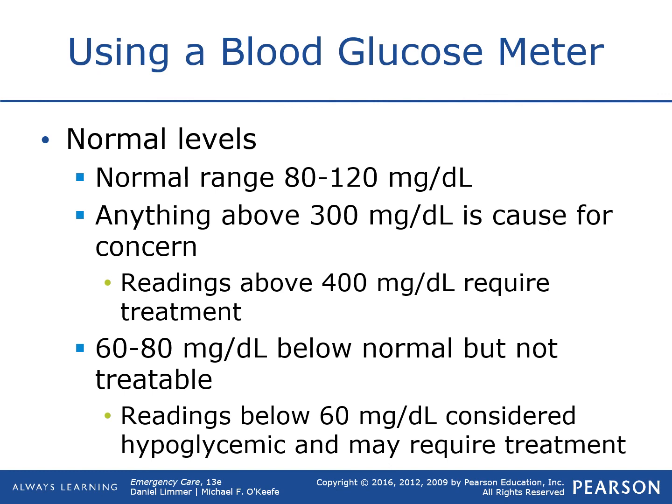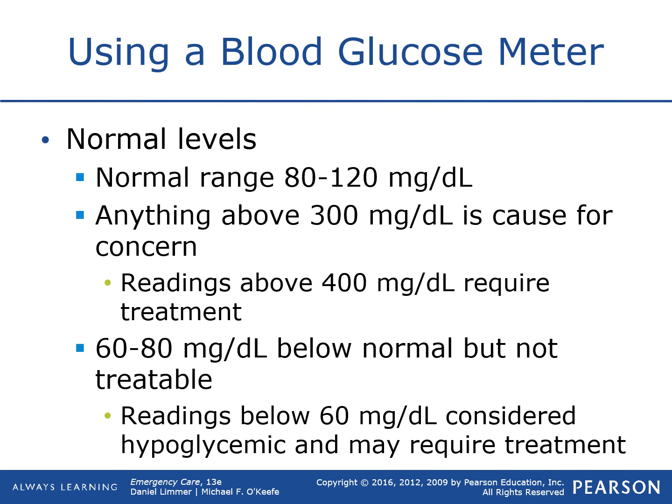So our normal ranges of blood glucose. Our normal range is between 80 and 120 milligrams per deciliter. So 80 to 120 is normal. We start to get concerned on the high end when we reach 300 or higher. So that's when we get really concerned that the blood glucose is too high. When we get above 400, that usually requires treatment.